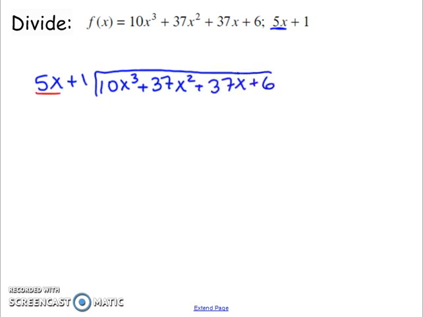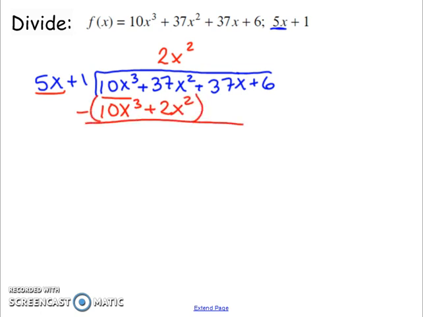So we have a 5x and we want a 10x cubed. So what times 5x is going to give us 10x cubed? That's going to be 2x squared. And we're going to multiply 2x squared times 5x gives me 10x cubed. 2x squared times 1 is 2x squared. We're going to subtract everything. 10x cubes are going to cancel. 37x squared minus 2x squared is 35x squared. Bring down the next term.